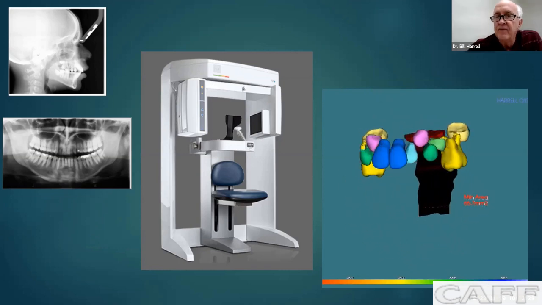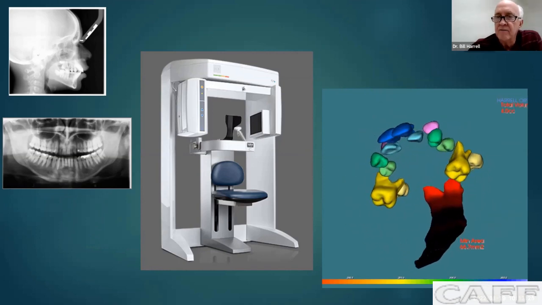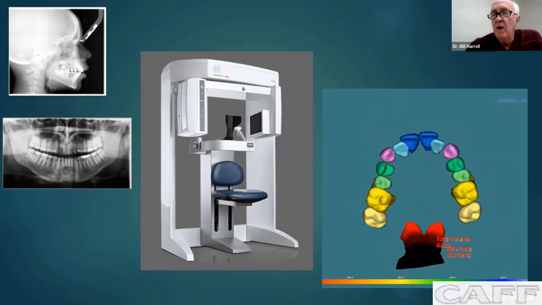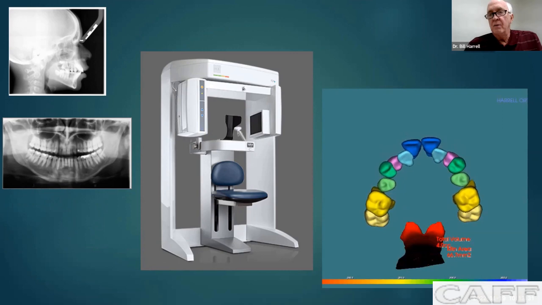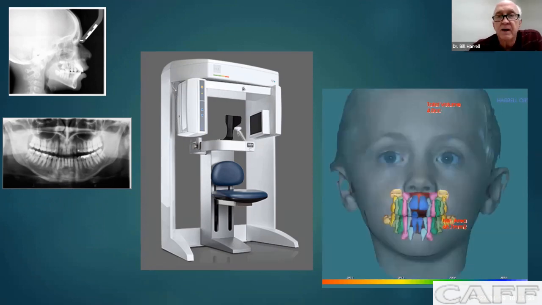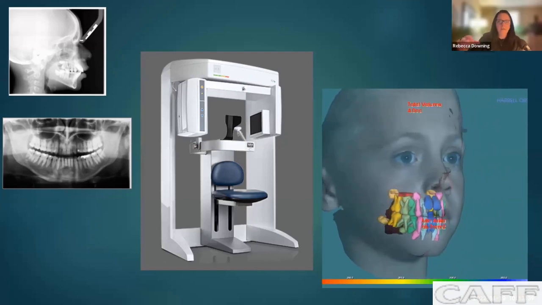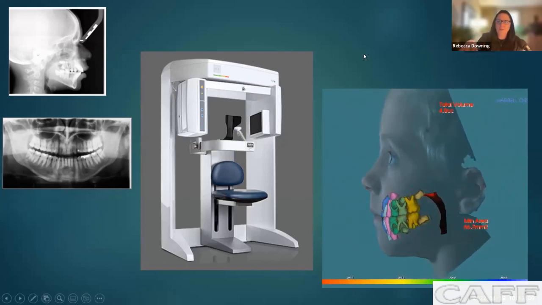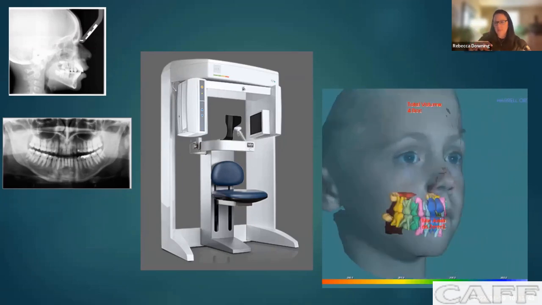And now with ConeBeam, being able to evaluate the tooth dimensions along with the airway and evaluating tongue space just makes it that much better. And if I understand correctly, your dental practice is one of the first to use this CBCT technology in Alabama.